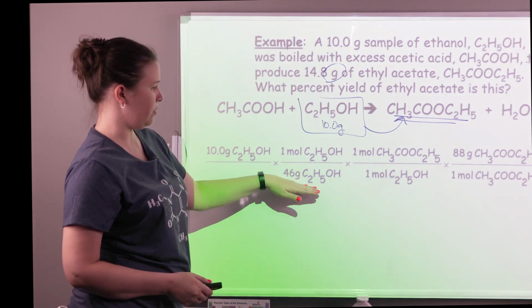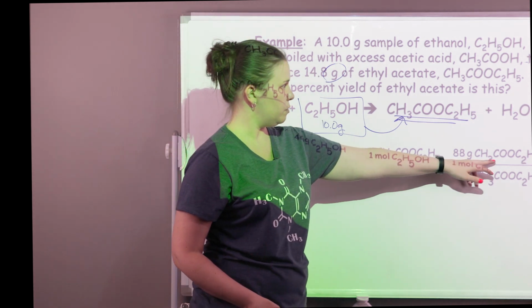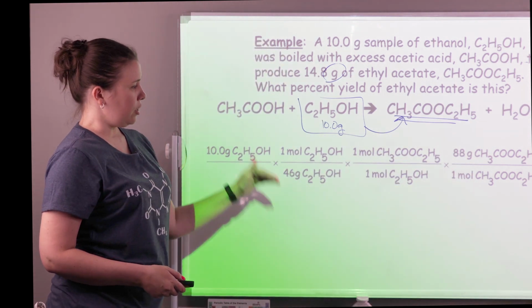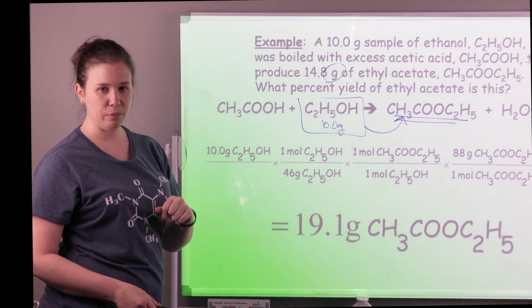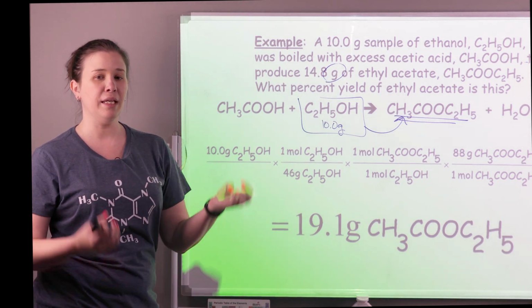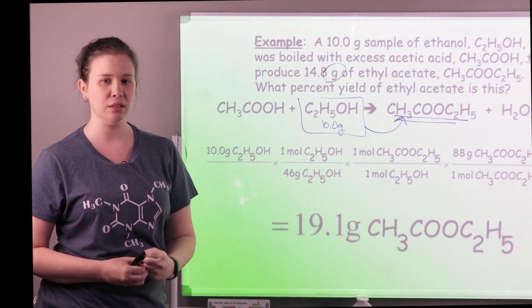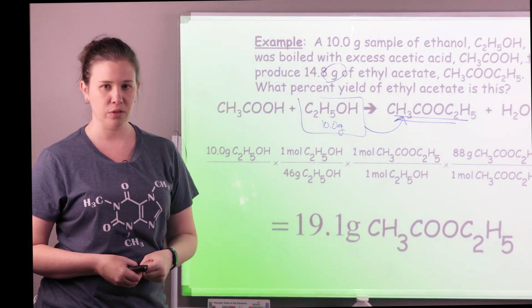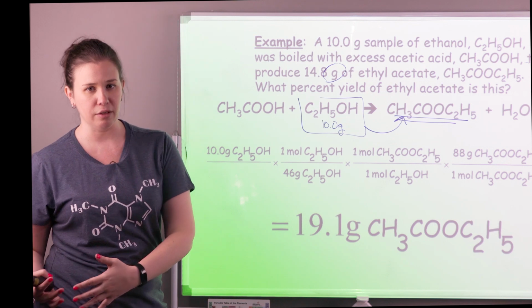So molar mass of the C2H5OH was about 46 grams, and of this big ethyl acetate was about 88 grams. So once we actually do that division and multiplication, we would get our final answer of 19.1 grams. So in theory, if 100% of those 10 grams of reactant was converted into this product, we would get 19.1 grams. But is the theory ever what happens in real life?